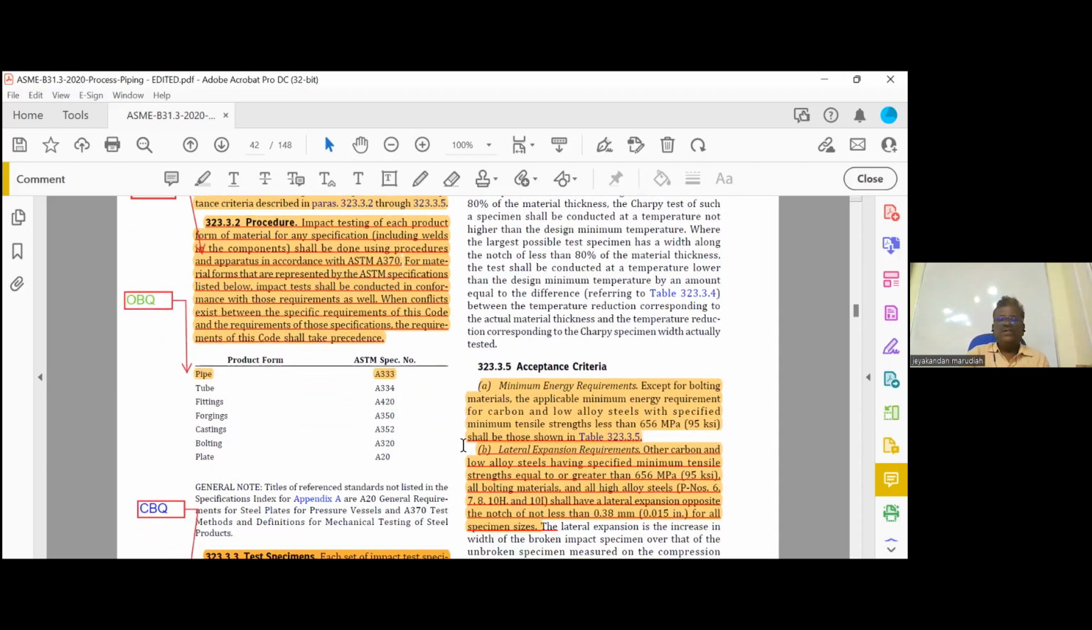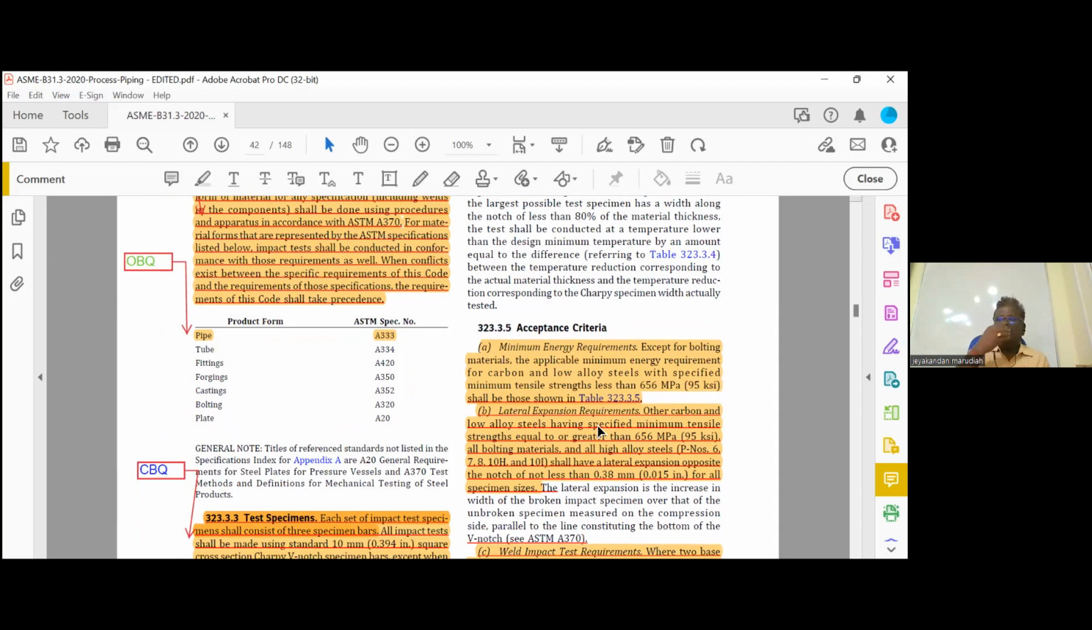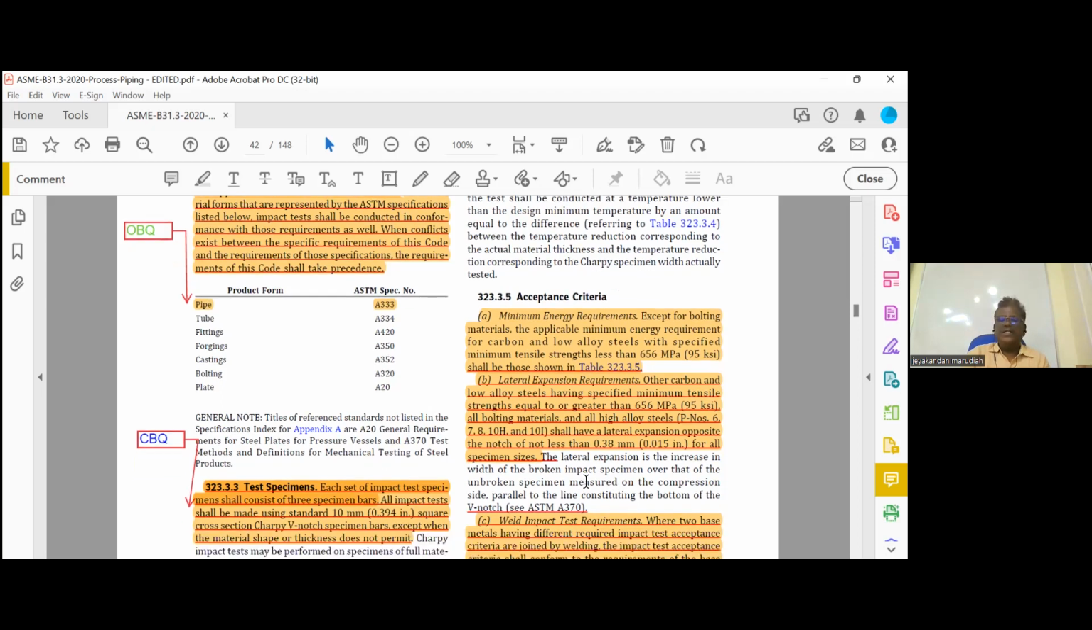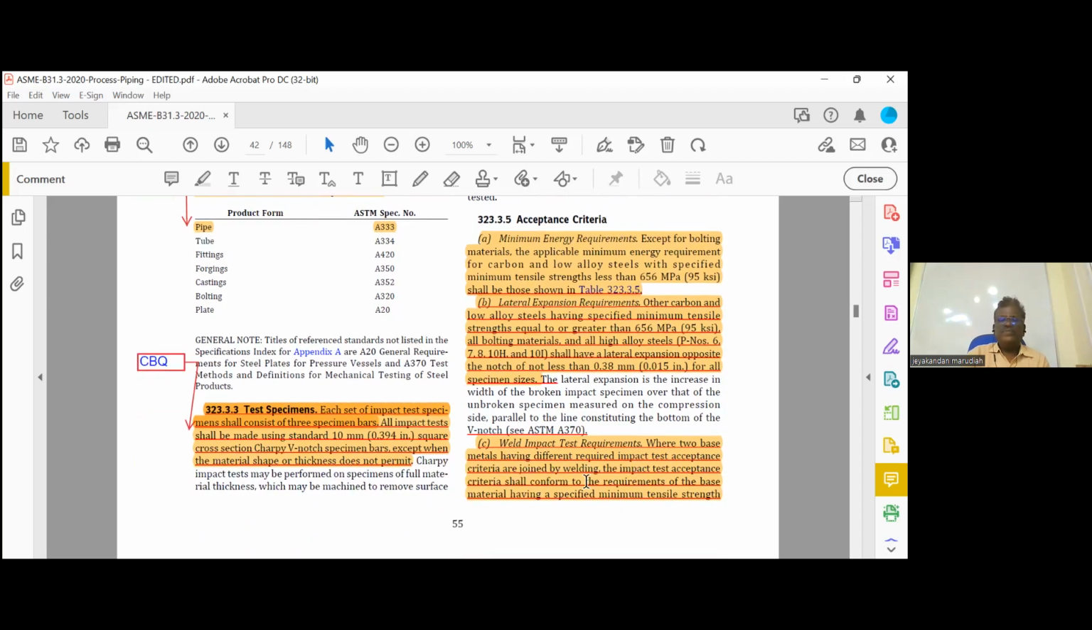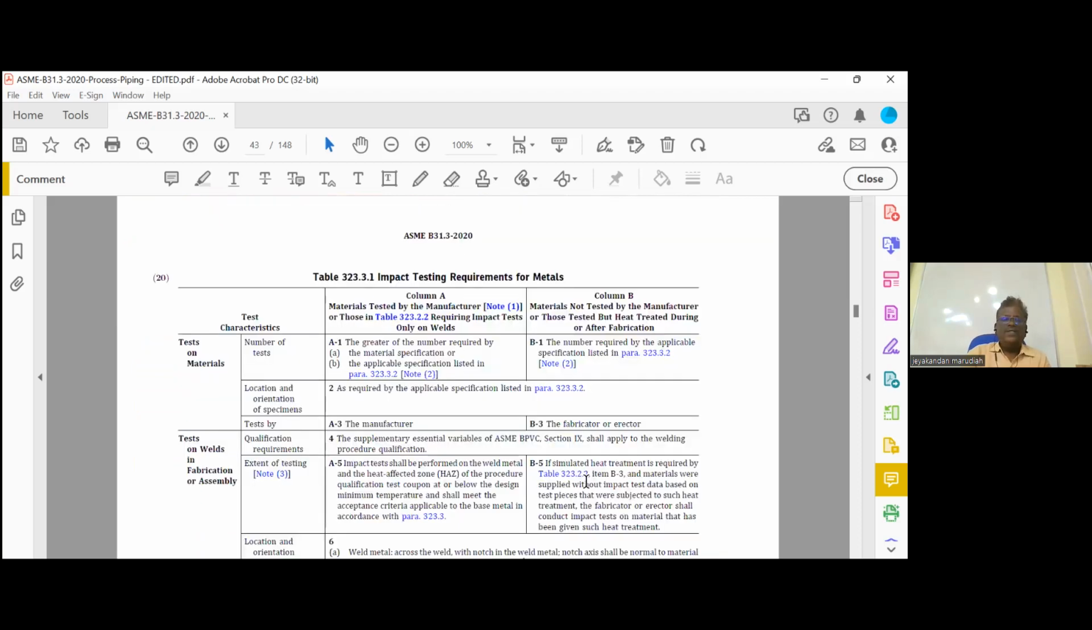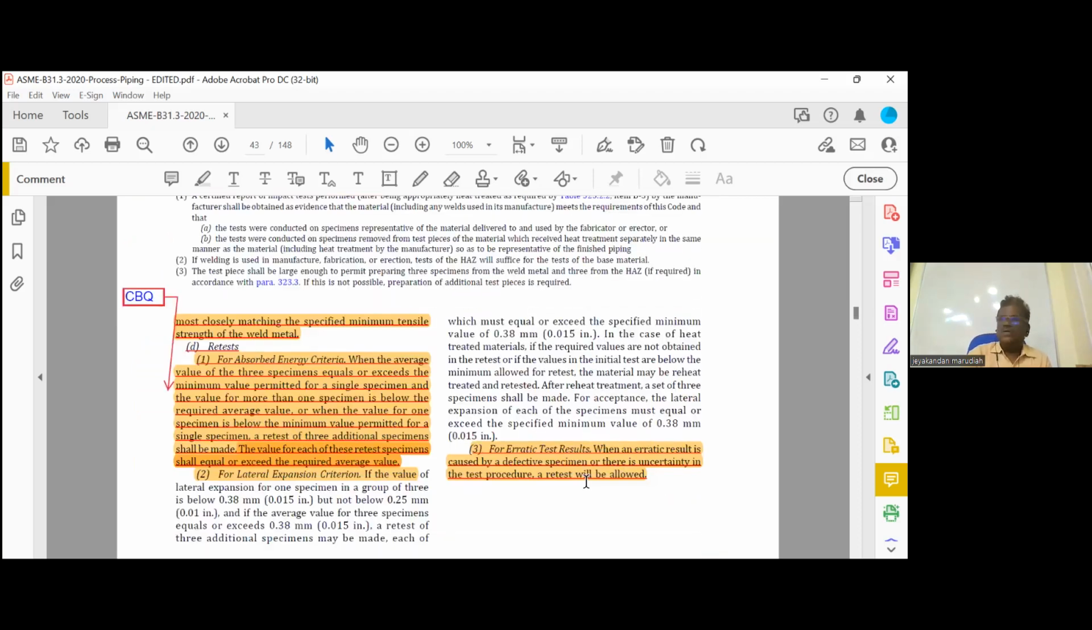Then lateral expansion. See, generally up to 95 only, we have lateral expansion above that. Just highlight it, this is not important. Other carbon steel, low alloy steel having a specified minimum strength equal to or greater than 95 ksi, and all bolting materials shall have lateral expansion opposite the notch not less than 0.38 mm. Then these are not so important. In that case, we don't want to refer to that. No, only expansion, how much it is expanded.